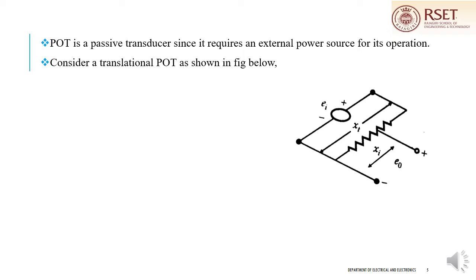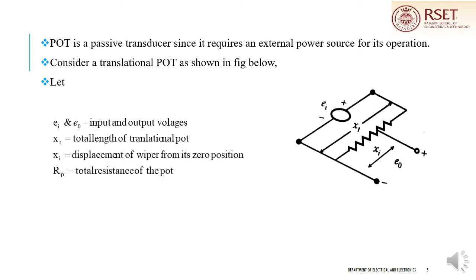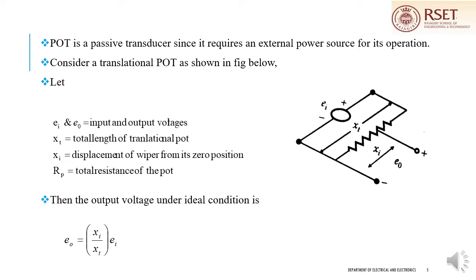As you can see in the diagram, there are certain terms marked there. Let xt be the total length of the translational pot. Let xi be the displacement of the wiper from its zero position. Ei and E0 are the input and output voltages respectively, and Rp is the total resistance of the given pot. Then the output voltage under ideal condition can be represented by the given equation.